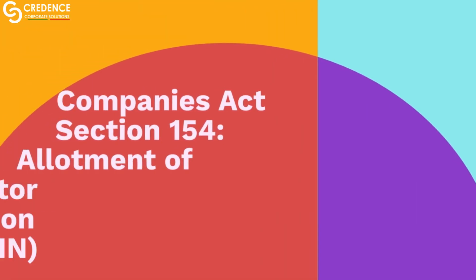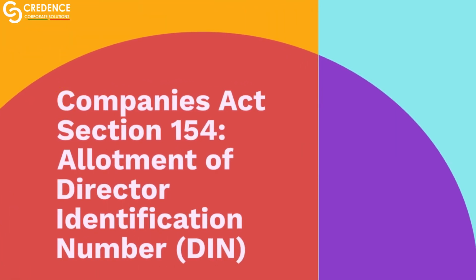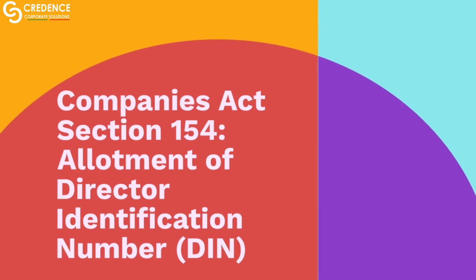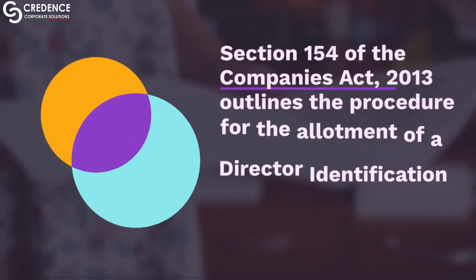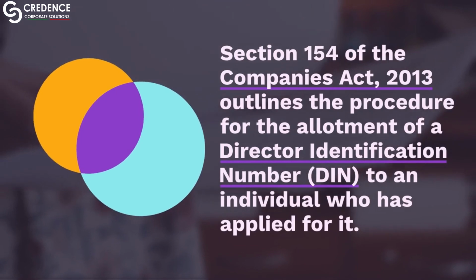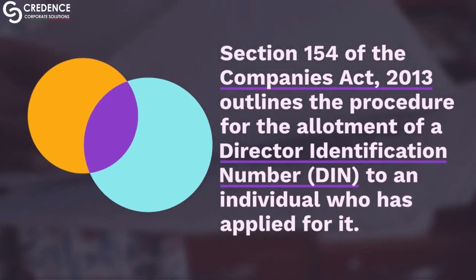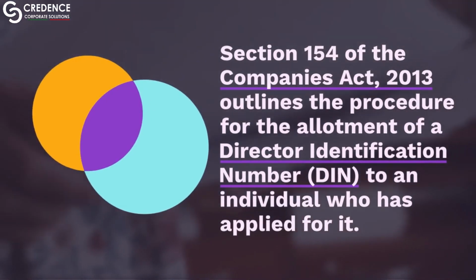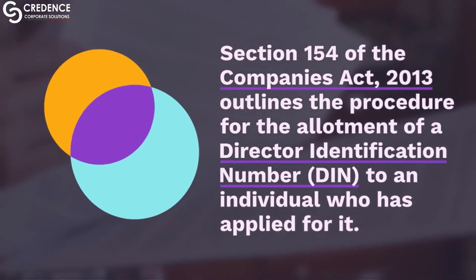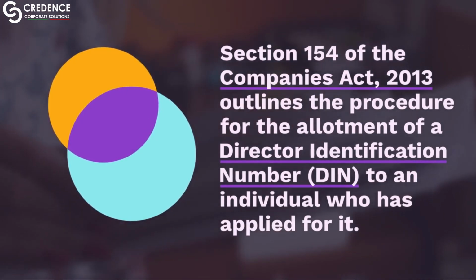Companies Act Section 154, Allotment of Director Identification Number, DIN. Section 154 of the Companies Act, 2013 outlines the procedure for the allotment of a Director Identification Number, DIN, to an individual who has applied for it.